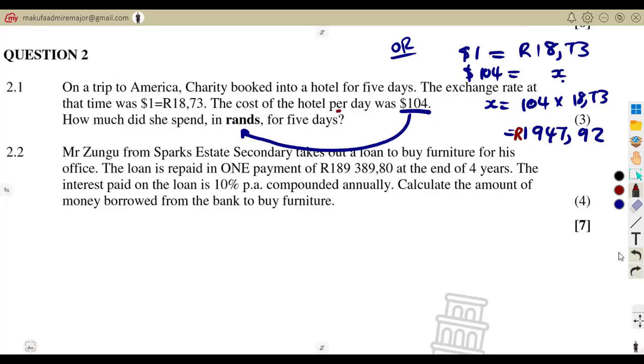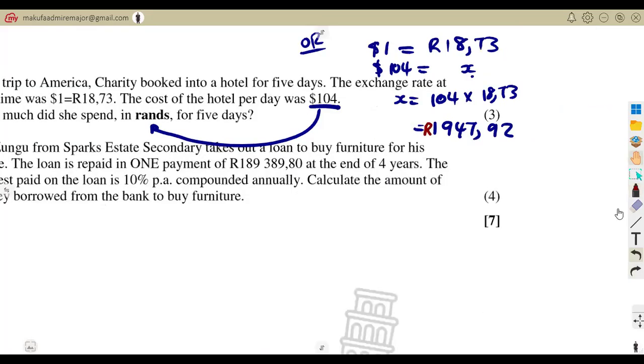But we are being told that he spent how many days? 5 days, because this amount that we are seeing here, it's per day because it's being taken from $104, which was being paid per day. So we just converted it to rands. So as we converted to rands, it means it is still per what? It is still per day.